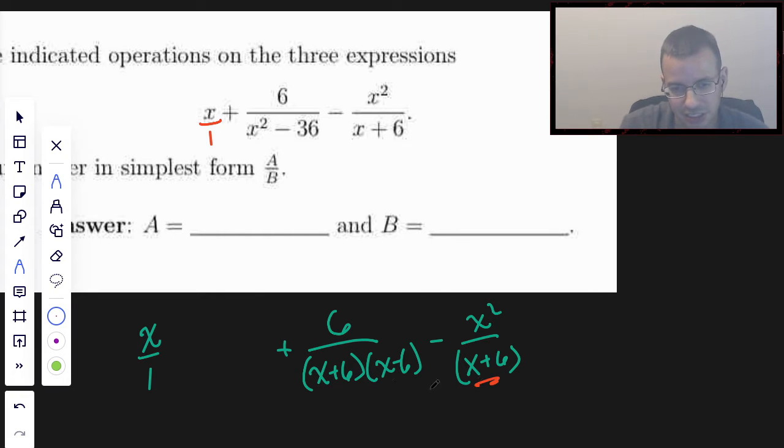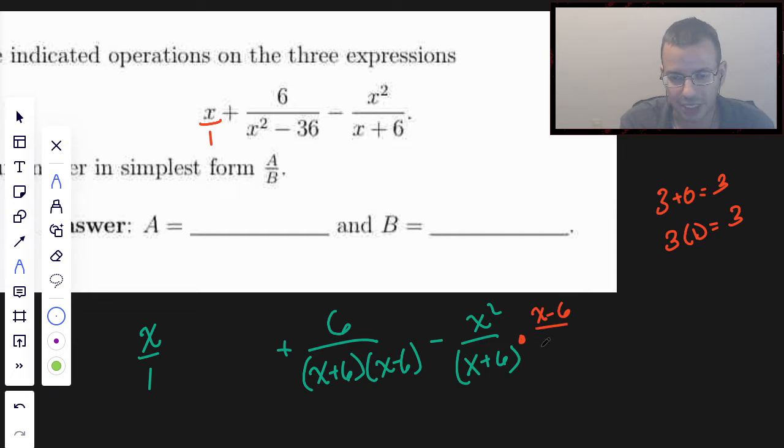This is the same as this, but we're missing an x minus 6. There are a couple of things you can always do in math, for the most part. You can always add 0: 3 plus 0 equals 3. Or you can multiply by 1: 3 times 1 equals 3. So we're effectively multiplying by 1. We do x minus 6 on the top and x minus 6 on the bottom. A number divided by itself is just 1. 3 divided by 3 equals 1. That's all we're doing here.